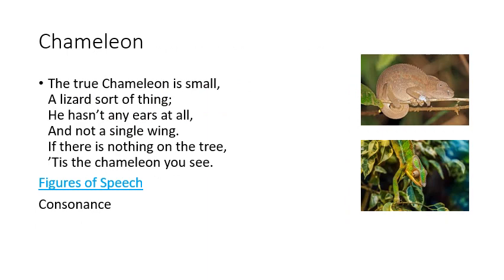Finally comes the chameleon. The poetess says, the true chameleon is small, a lizard sort of thing. He hasn't any ears at all, and not a single wing. If there is nothing on the tree, it is the chameleon you see. She says that it is a small lizard-like creature which doesn't have ears and wings.